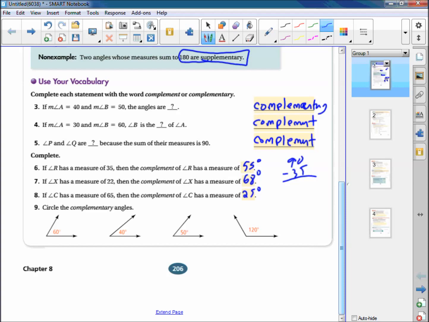All right, circle the complementary angles. That means we need to find two angles that add up to 90. So 60 plus 40 is 100, and then it just gets bigger from there. 40 and 50 go together, so those are our two angles. They add up to 90. And we certainly can't use the 120 because it's already bigger than 90. All right, let's flip it over.